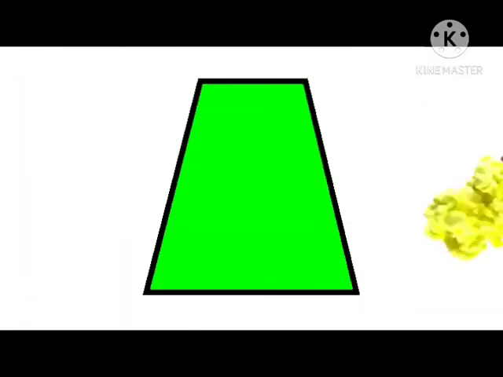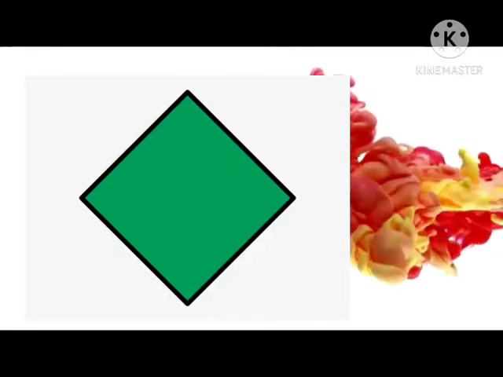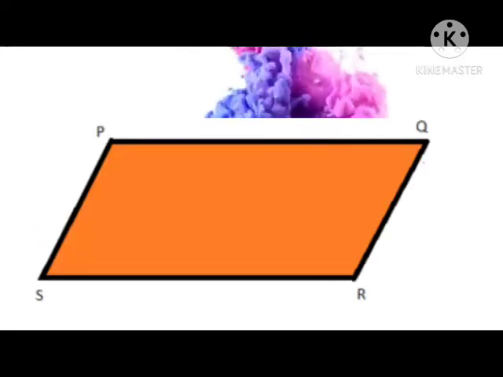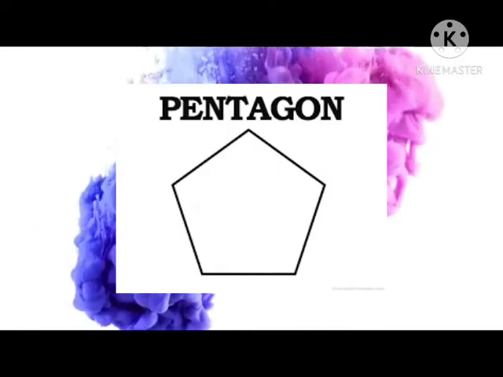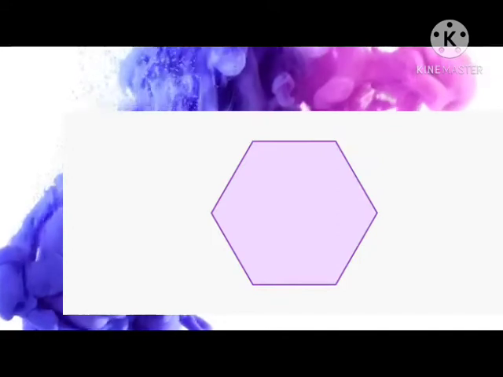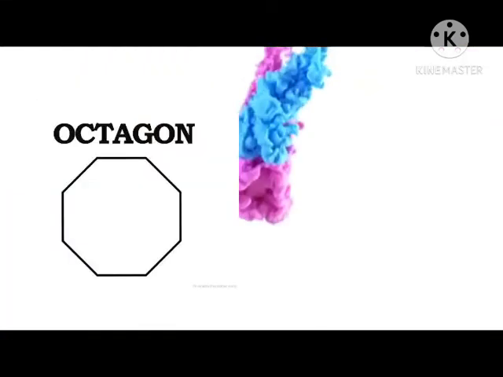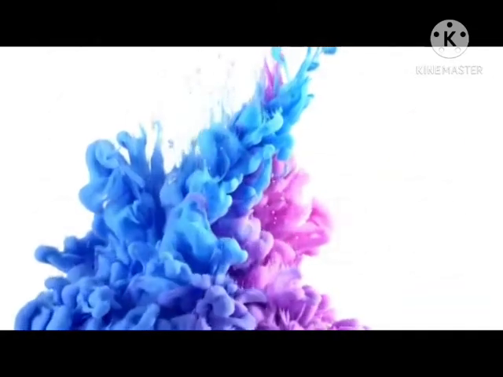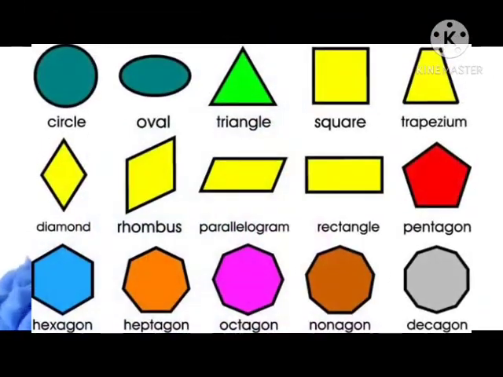Other examples are circle, oval, triangle, trapezoid, diamond, rhombus, parallelogram, rectangle, pentagon, hexagon, heptagon, octagon, nonagon, and decagon. As you can see, these objects do not have any thickness and can be measured in only two faces, which is the length and the width.